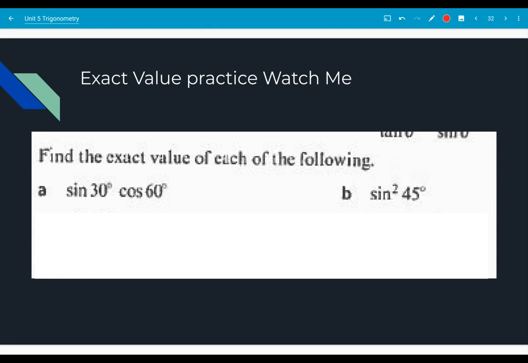So let me show you one of the reasons why you need to know the exact values of each function. So sine of 30 from the unit circle we know is 1/2 times cosine of 60, we also know is 1/2. So this evaluates to 1/4. Okay, sine squared of 45 is square root 2 over 2, and it's that function squared. So it's going to be 2 over 4, or 1/2. Okay, I simply used the unit circle and filled in my values.